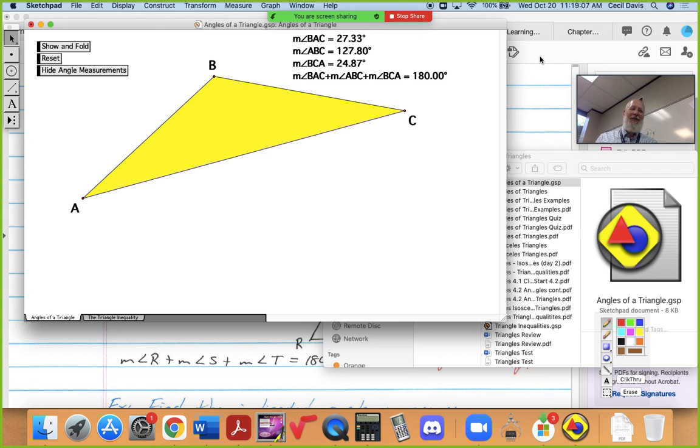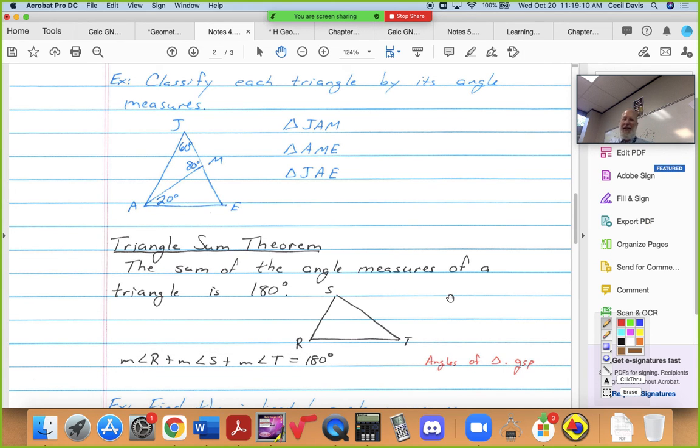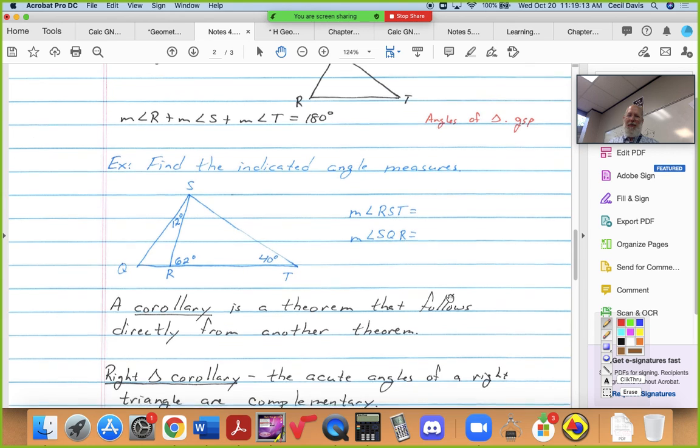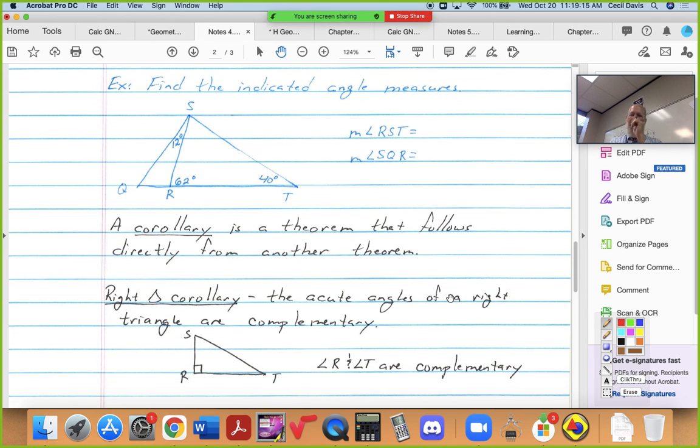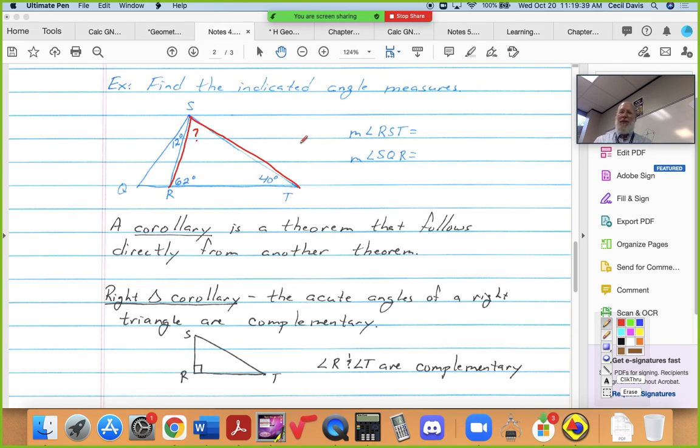So that's another way that you can show that the angles in a triangle add up to 180. So let's use that to do this problem. We want to find the indicated angle measurements. First of all, they're asking for angle RST. From R to S to T, we're looking for this angle right here. Notice that's part of triangle RST.